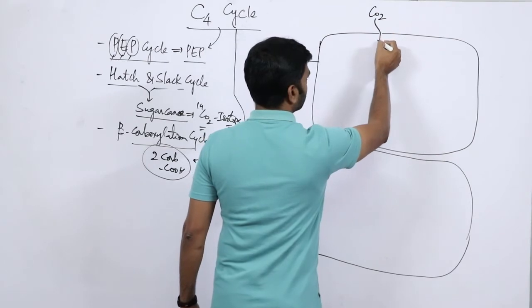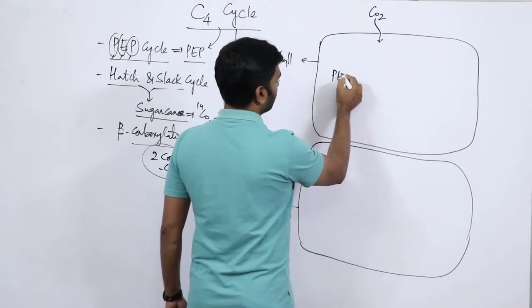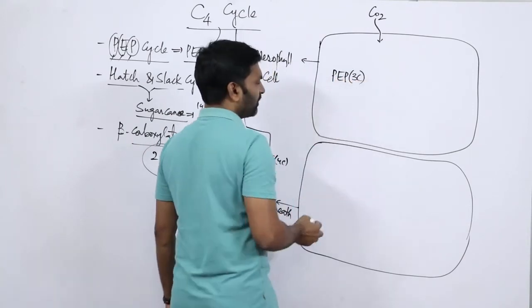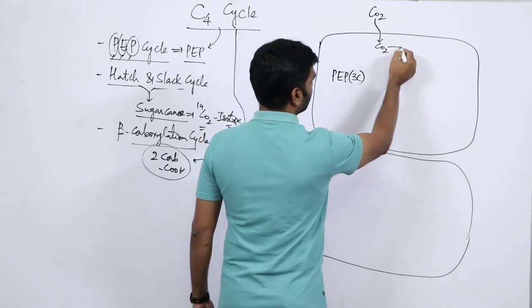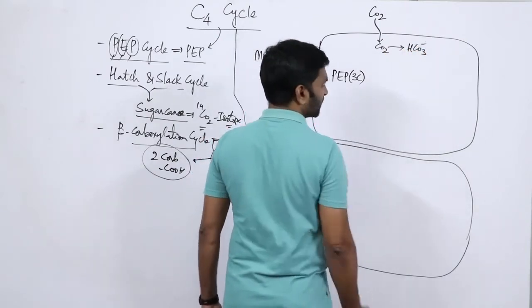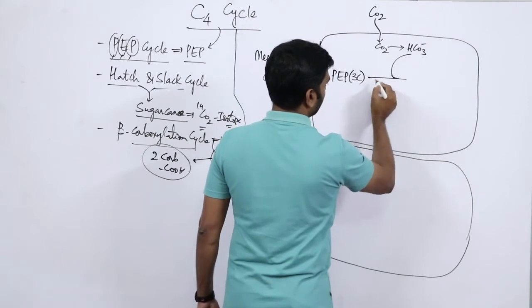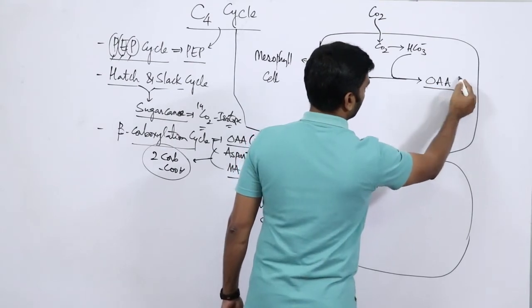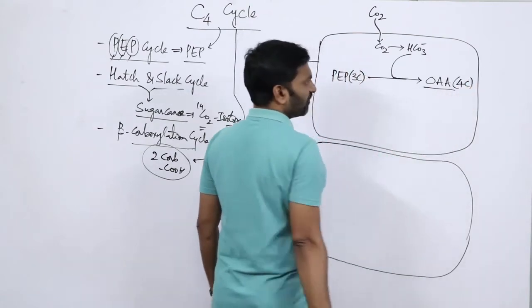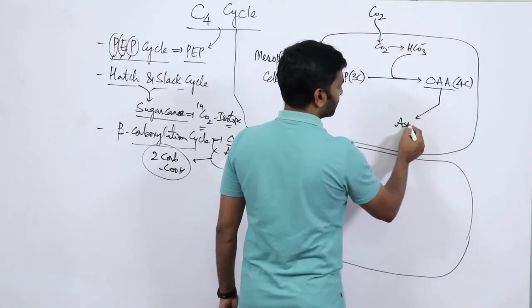Now in the mesophyll cells, CO2 enters inside. Clear? There is a compound called PEP. PEP is basically a 3 carbon compound. So this is the entry of CO2. CO2 is converted into HCO3 minus, that is bicarbonate. This bicarbonate is used and there is a formation of OAA, oxaloacetic acid. This is a 4 carbon compound. This oxaloacetic acid is converted into aspartic acid.